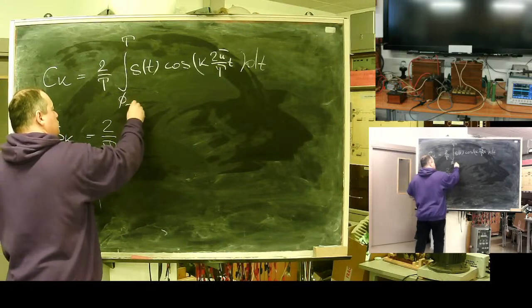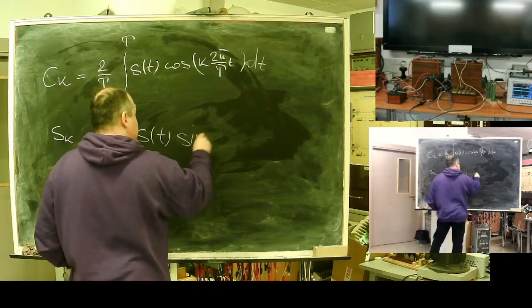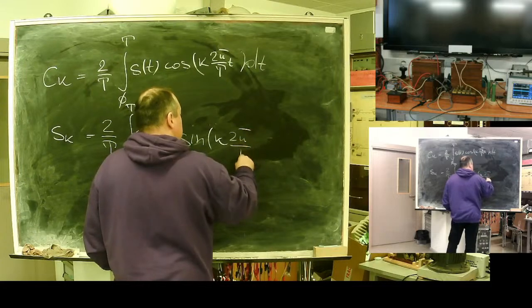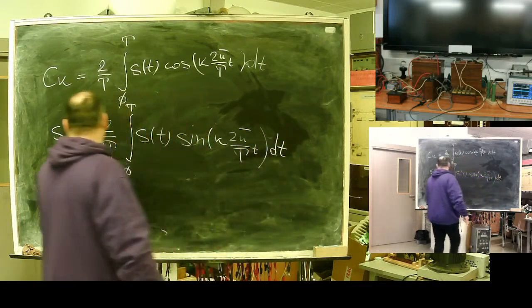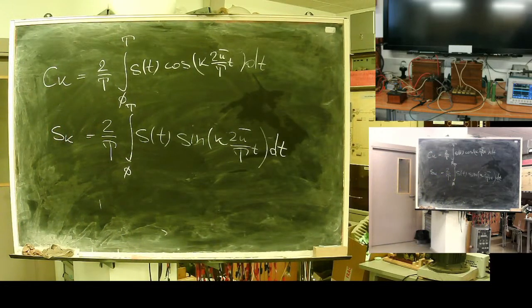From 0 to T, sine of K 2π divided by T multiplied by time. Here are the formulas for Fourier coefficients, to obtain these Fourier coefficients.